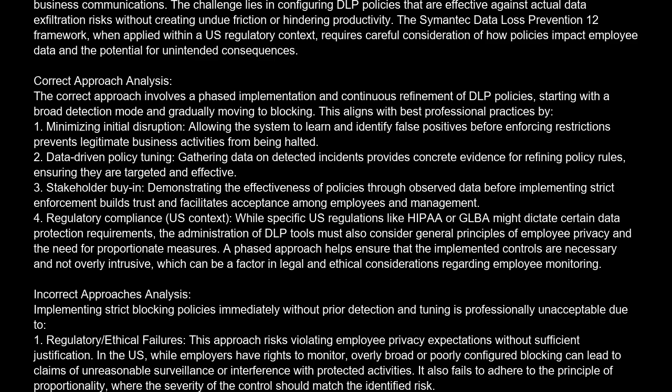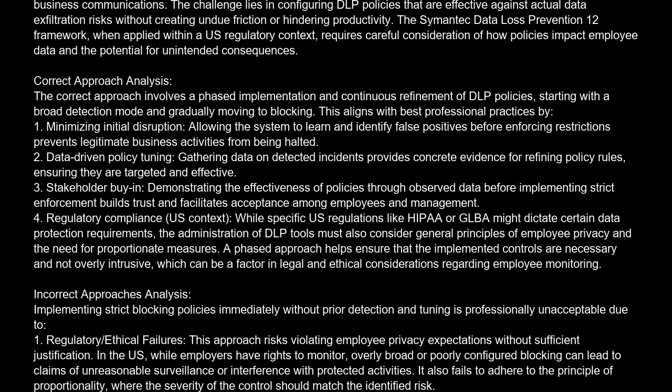or hindering productivity. The Symantec Data Loss Prevention 12 framework, when applied within a U.S. regulatory context, requires careful consideration of how policies impact employee data and the potential for unintended consequences. Correct approach analysis. The correct approach involves a phased implementation and continuous refinement of DLP policies, starting with a broad detection mode and gradually moving to blocking.